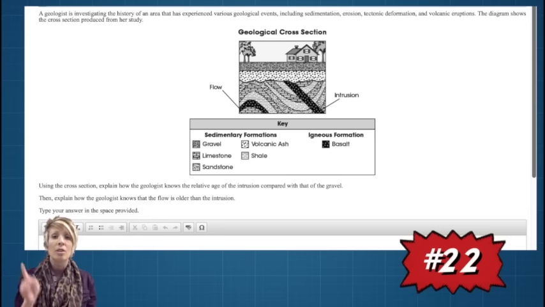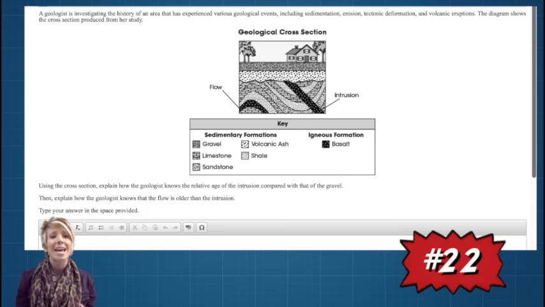And remember, the law of cross-cutting relationships says that an intrusion is always younger than the layers it cuts through. Okay, so knowing that, using the cross-section, explain how the geologist knows the relative age of the intrusion compared with that of the gravel. So I'm going to look at that intrusion, and I'm going to look at where the gravel is. How does the geologist know that the intrusion is either older or younger compared to the gravel? How are they able to calculate that?